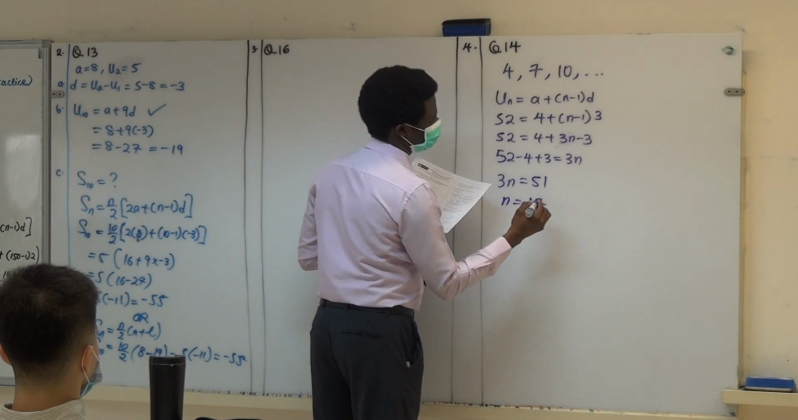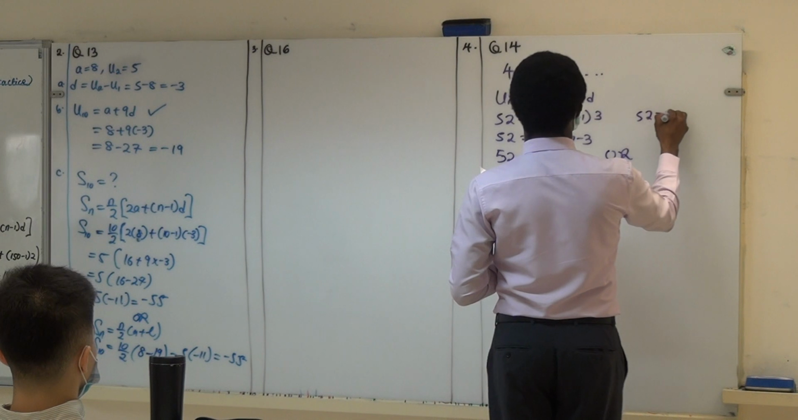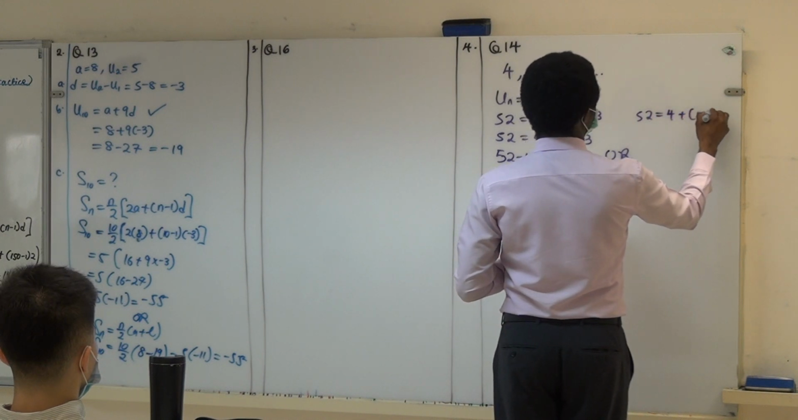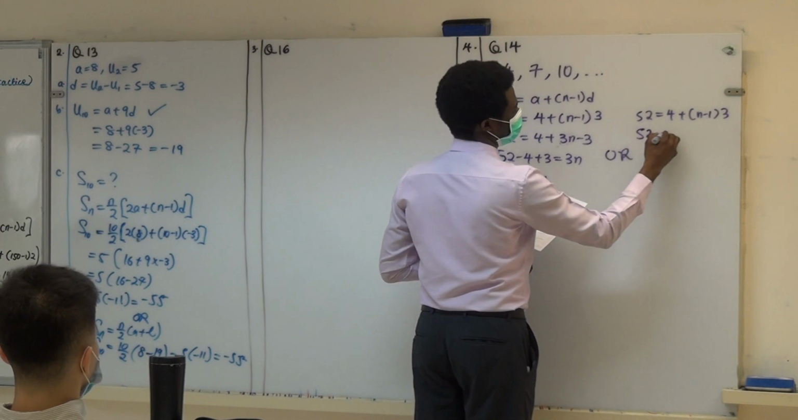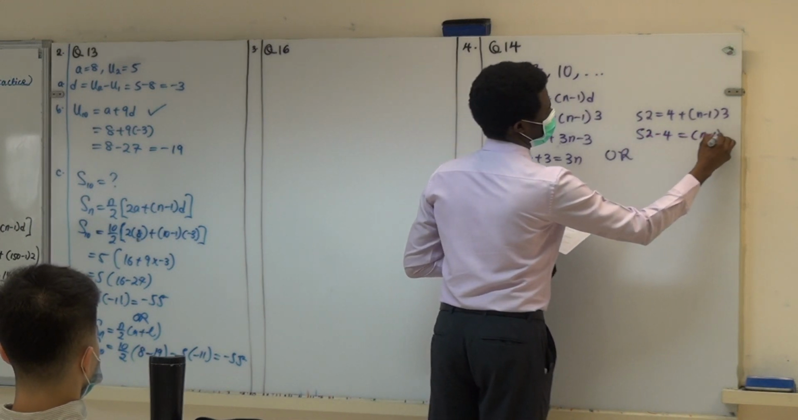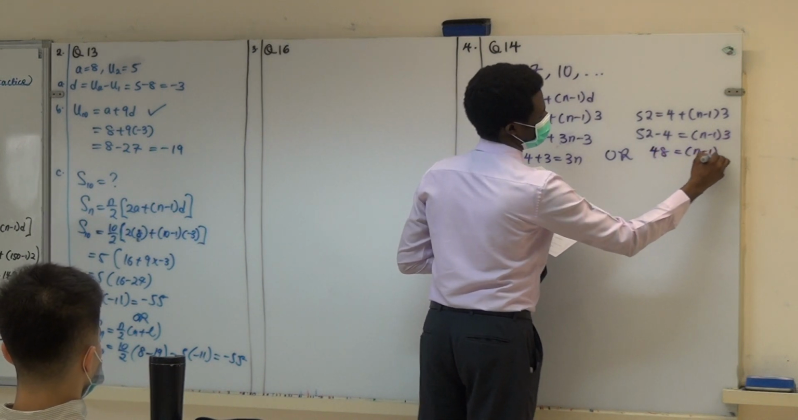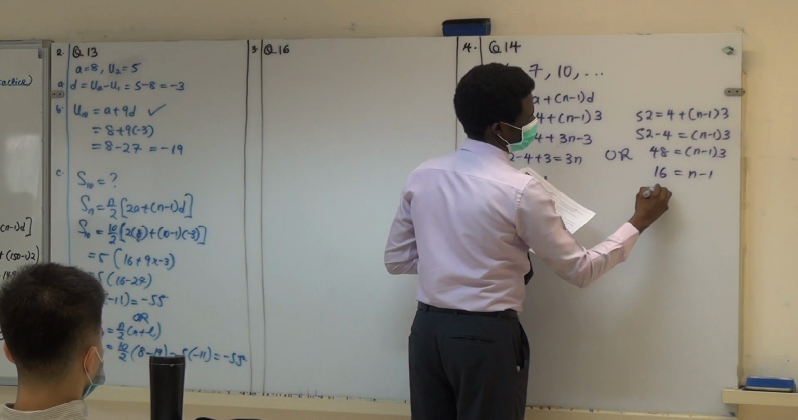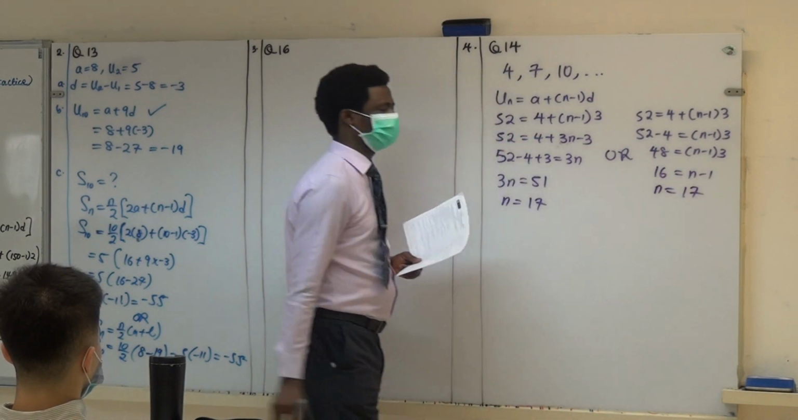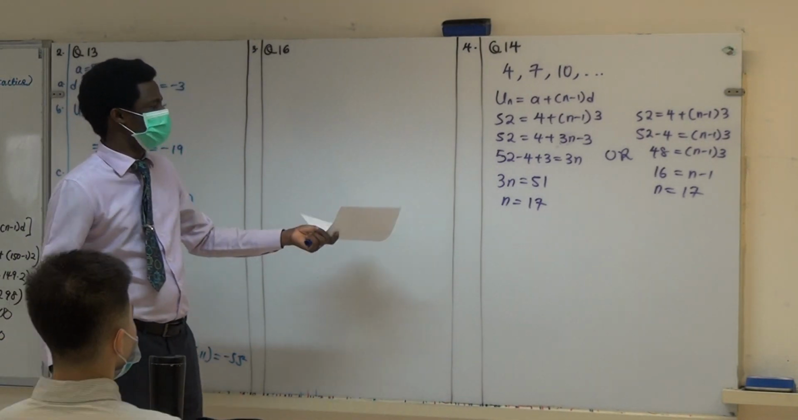So n is 17. Alternatively, from 52 equals 4 plus n minus 1, 3, can bring this here, 52 minus 4 equals n minus 1 times 3. 52 minus 4 is 48. So you divide: 16 equals n minus 1, then n is 17. So either way, the question says find the value of n. N is 17.